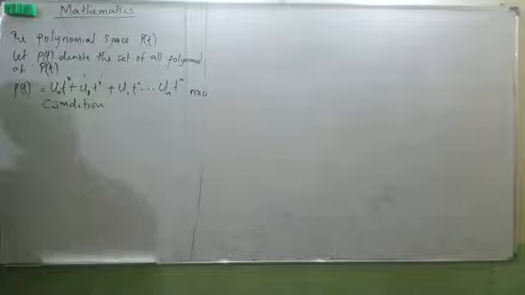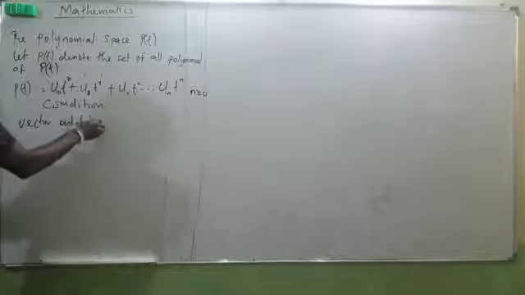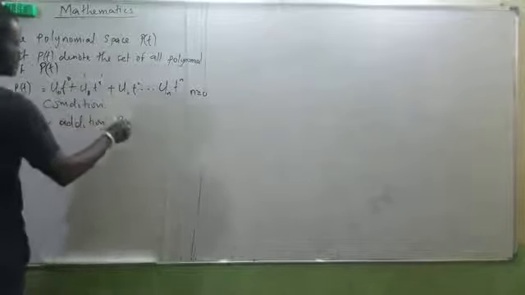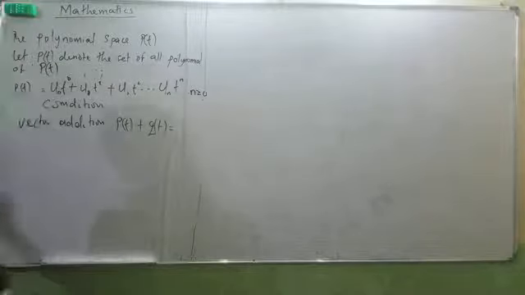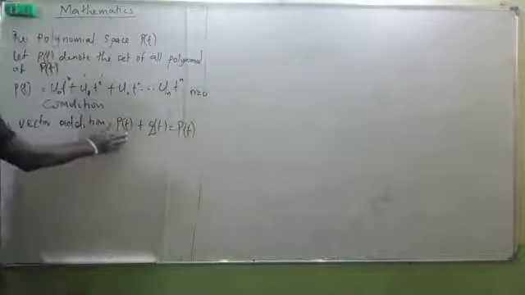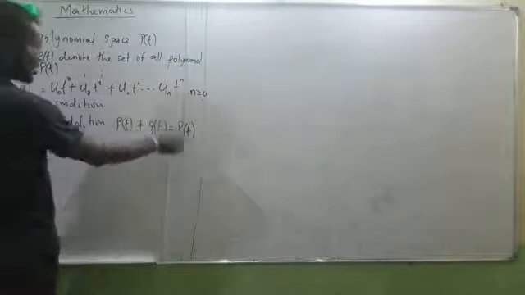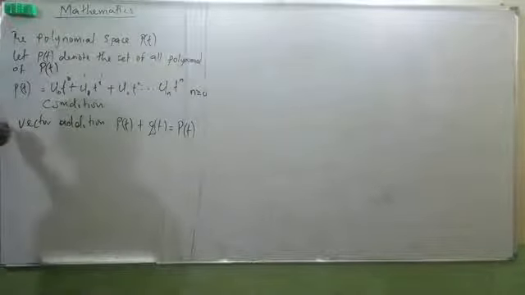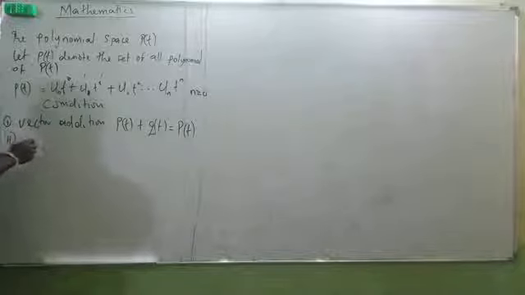The first one is vector addition. The vector addition I'm talking about is P of t plus Q of t. P of t means a polynomial plus another given polynomial. It will surely give us another polynomial. That is condition number 1. Condition 2, if I have scalar multiplication.